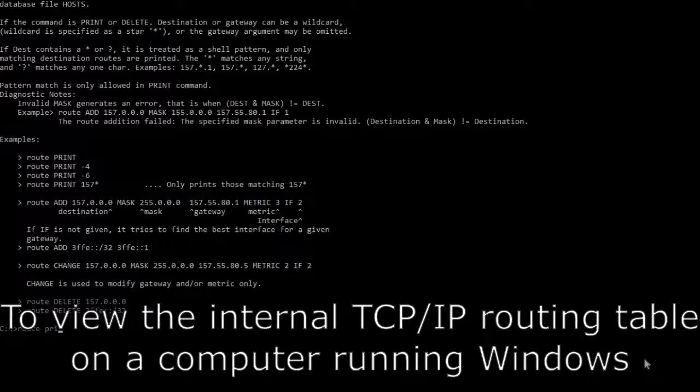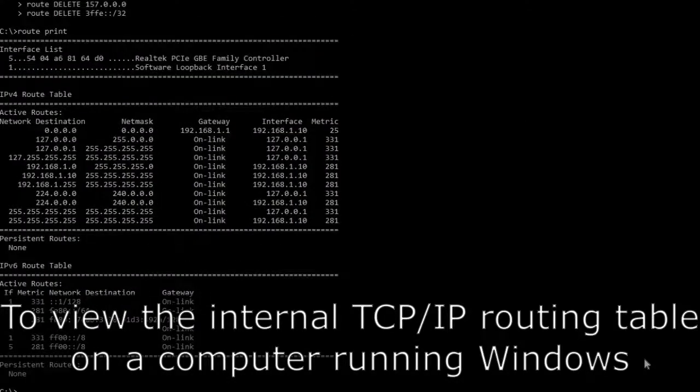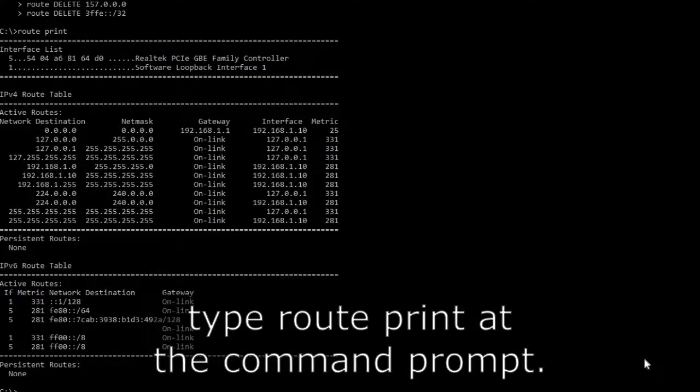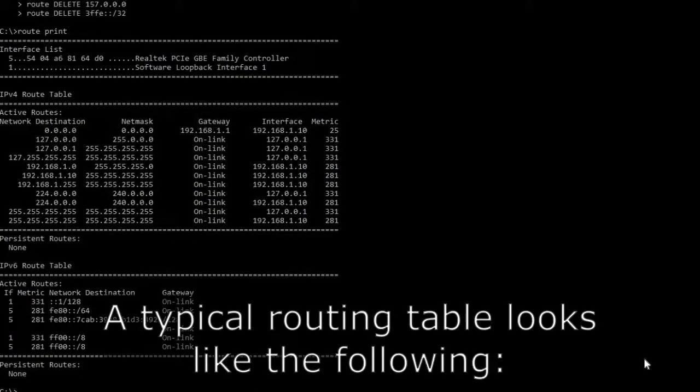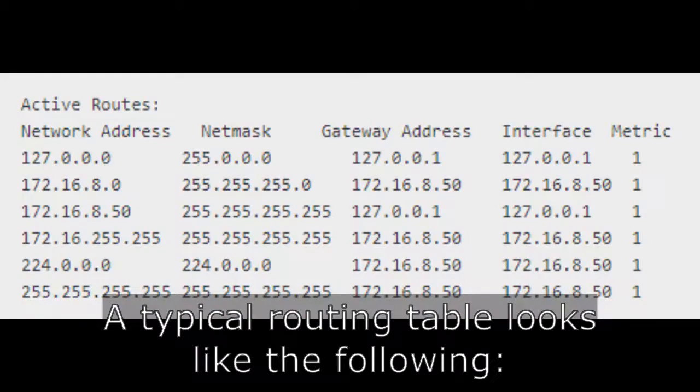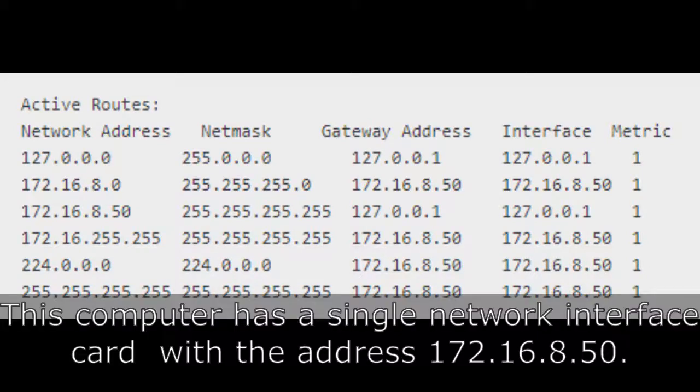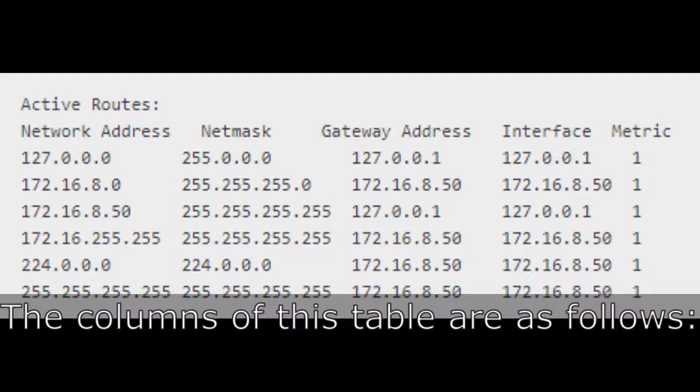To view the internal TCP/IP routing table on a computer running Windows, type route print at the command prompt. A typical routing table looks like the following. This computer has a single network interface card with the address 172.16.8.50. The columns of this table are as follows.